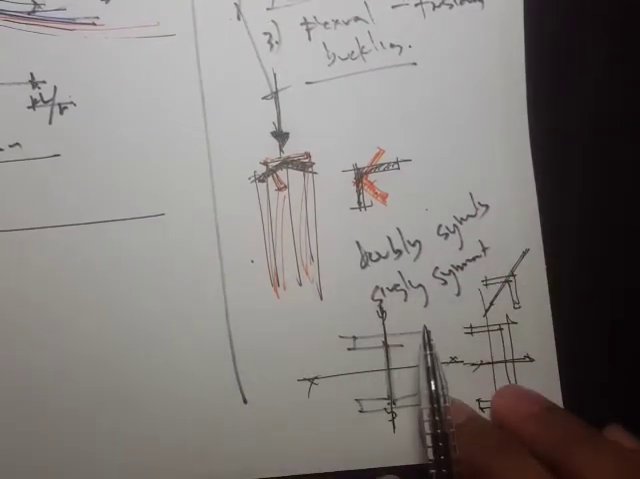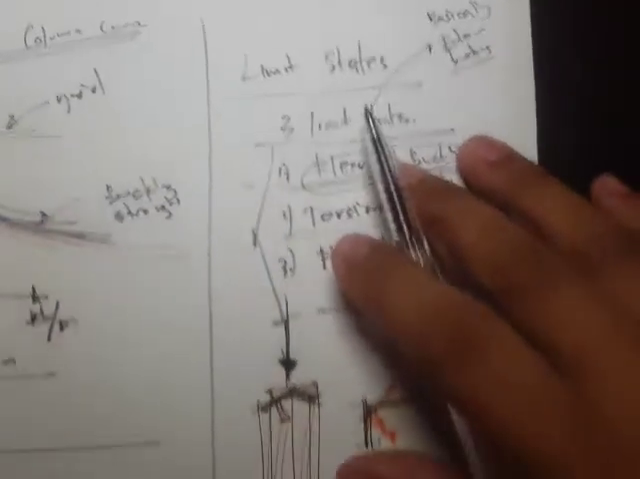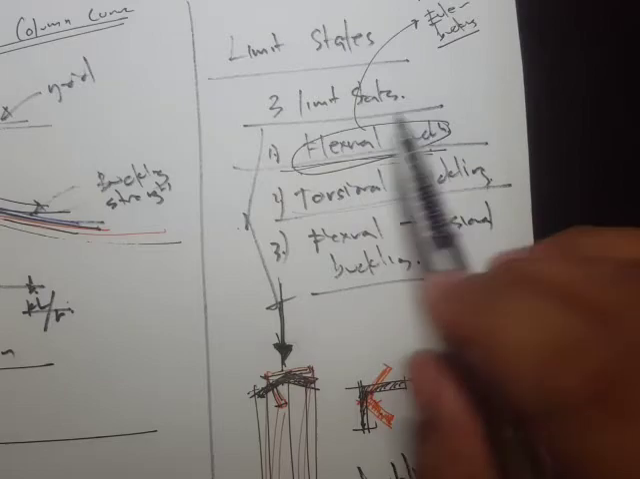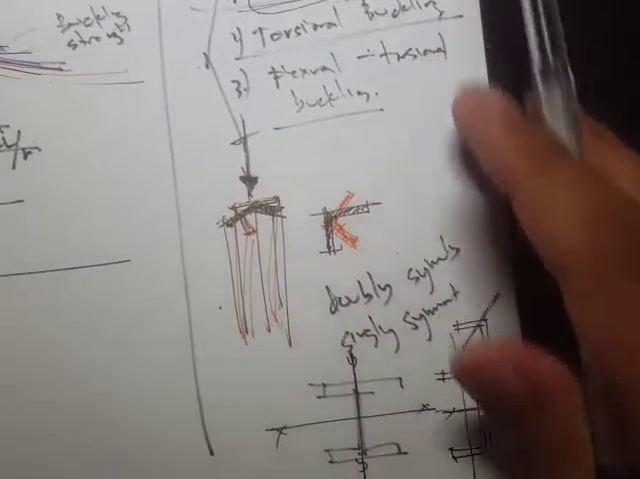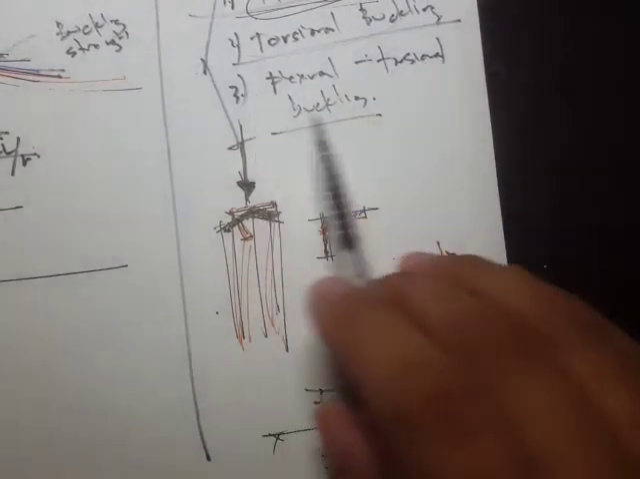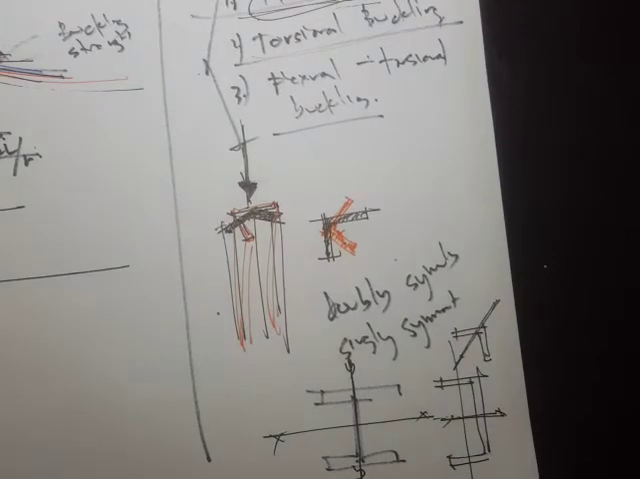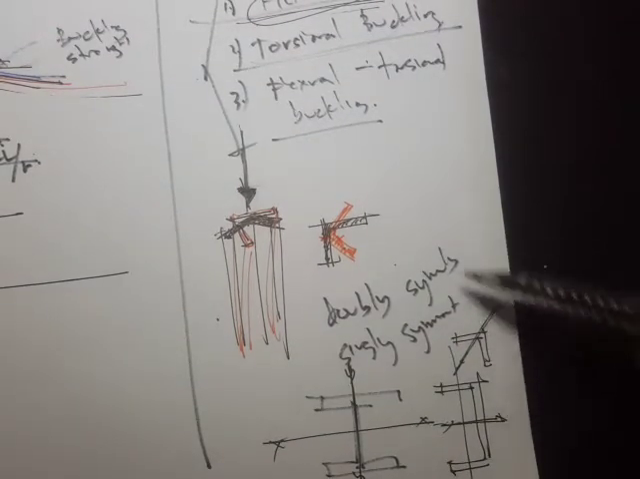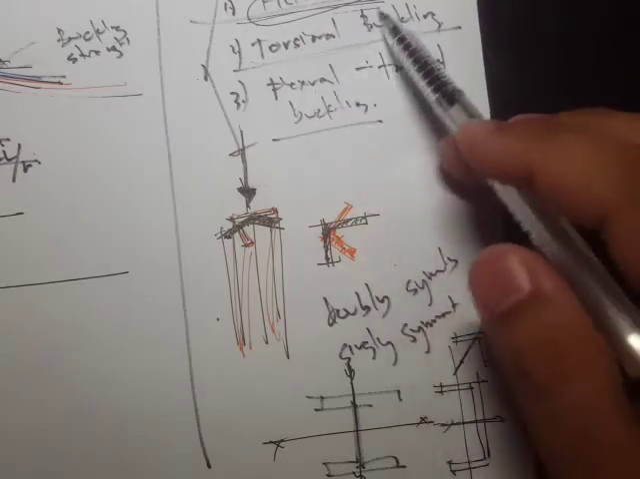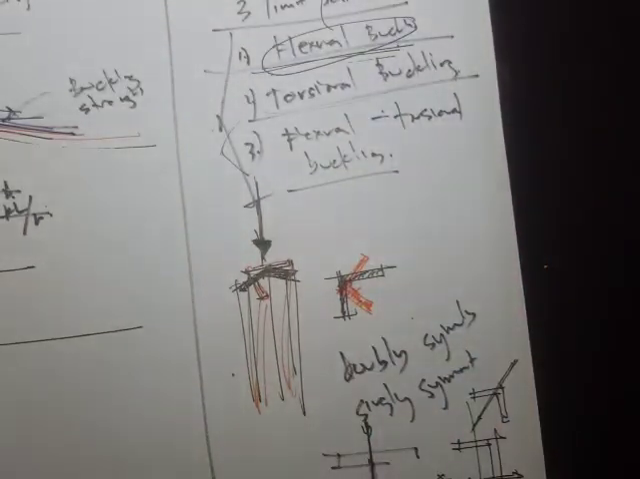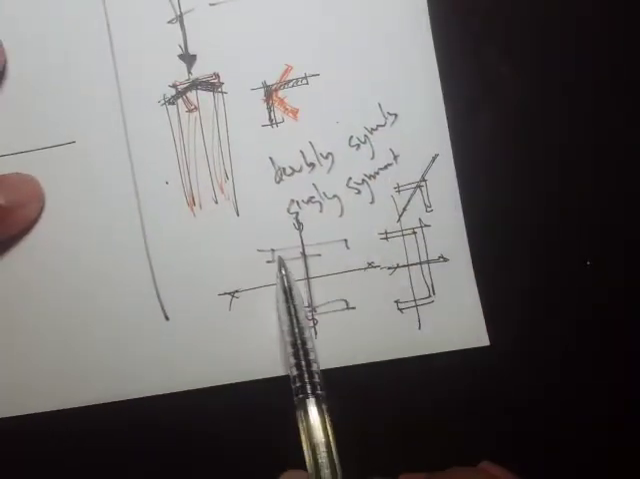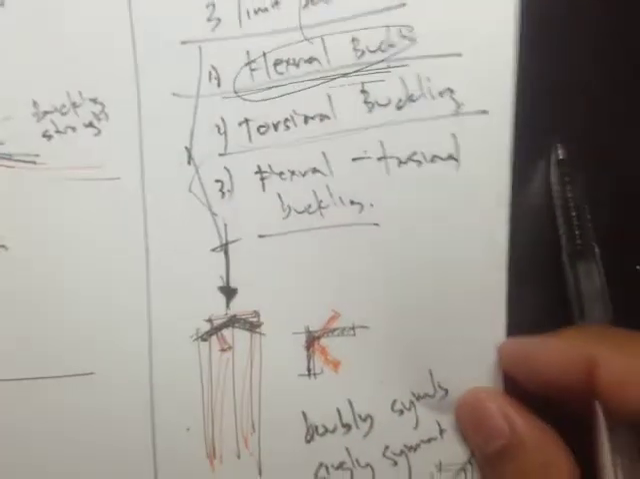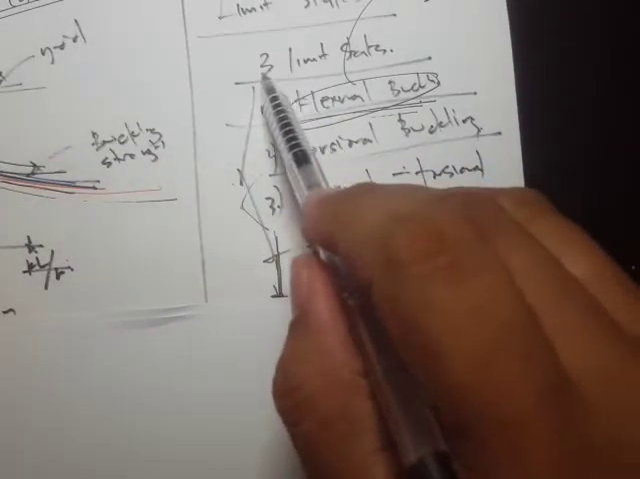For some shapes, the governing limit state could probably be just flexural buckling. But for some shapes, they're probably more prone to these other types of limit states. In our lecture, we'll just focus on the flexural buckling, and we'll only focus our discussion on doubly symmetric shapes.